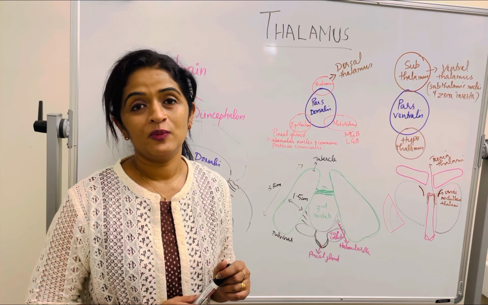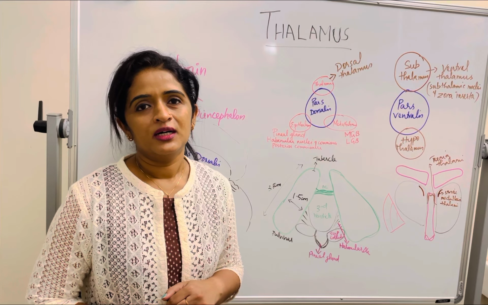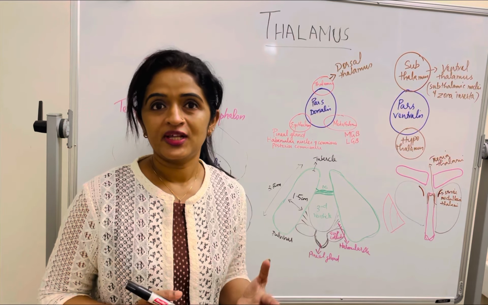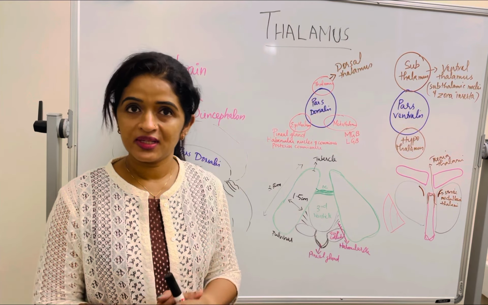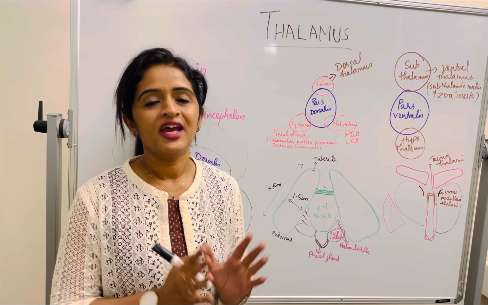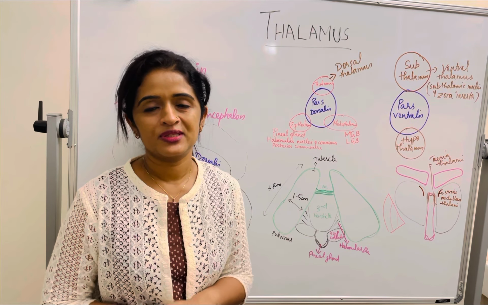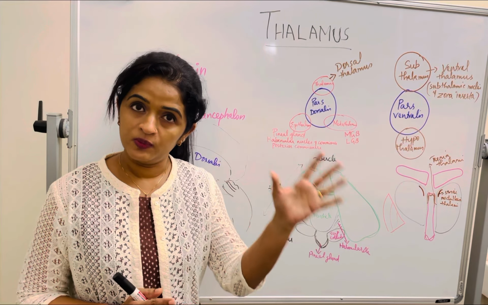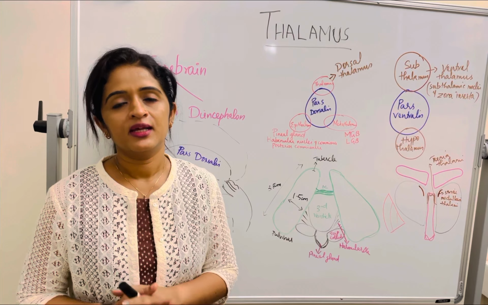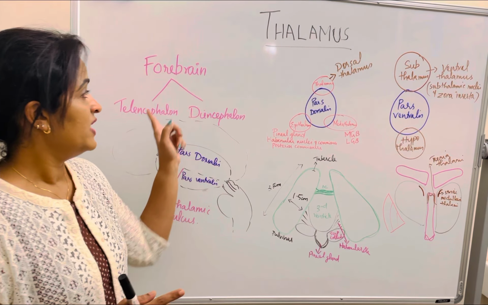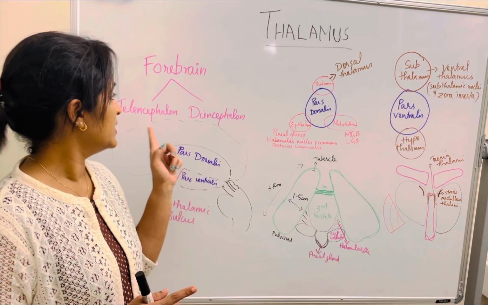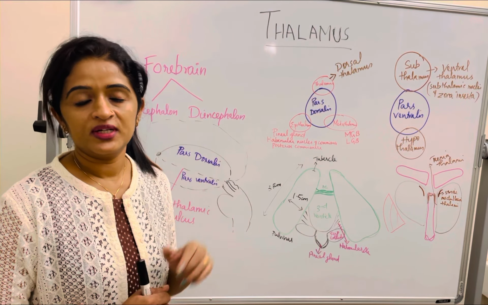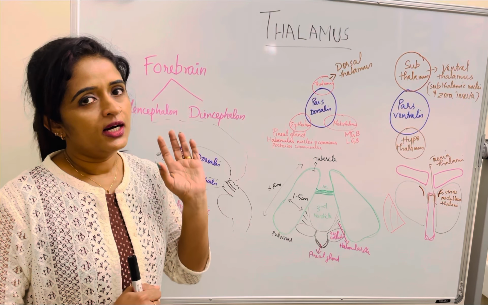In this session, I will be dealing with thalamus. Before we move on to thalamus proper, we should know what is thalamus, where is it located, and what are the subdivisions of thalamus. We know when we talk about brain, we have forebrain, midbrain, and hindbrain. In the forebrain, we have two subdivisions. One is known as telencephalon, and the other one is known as diencephalon.